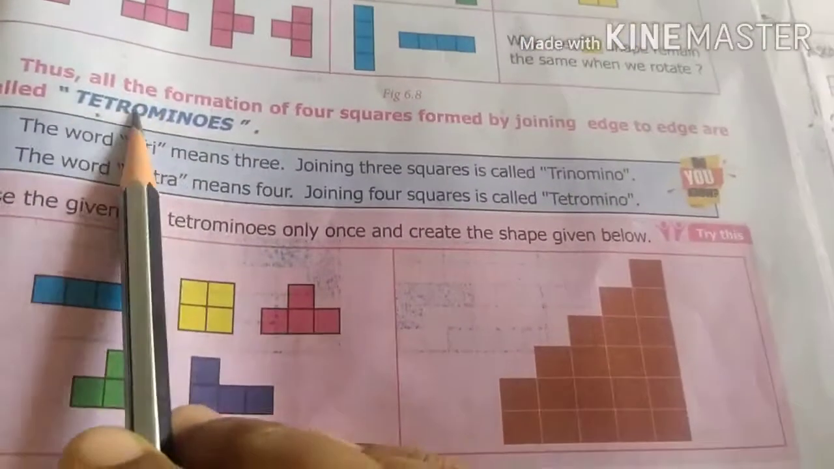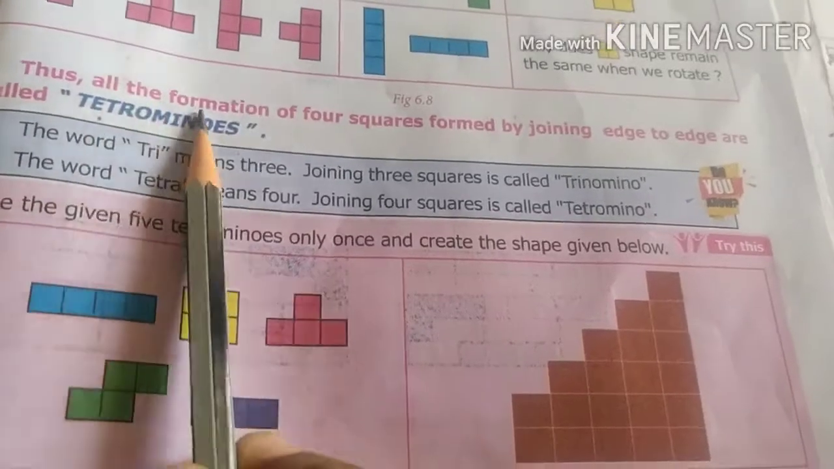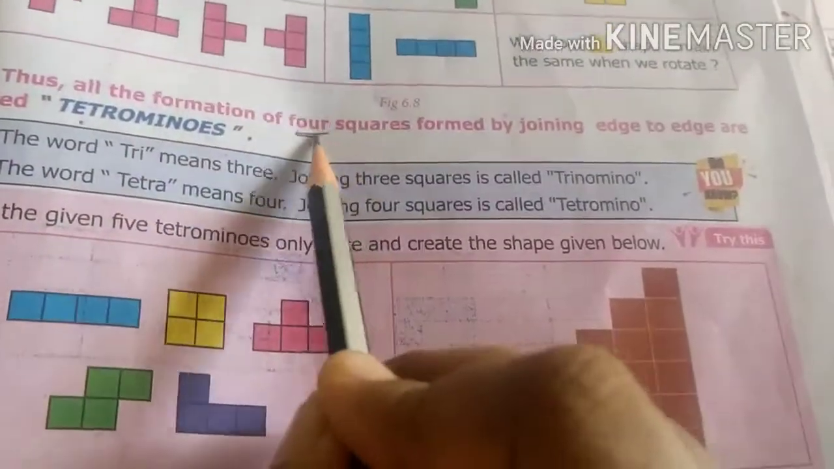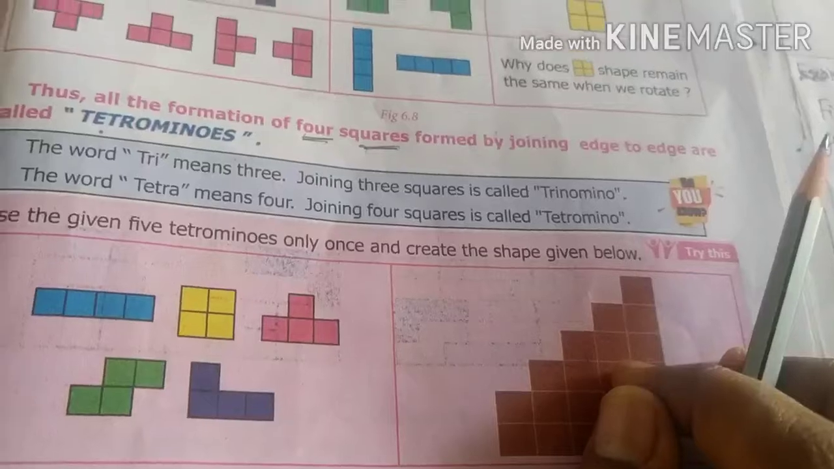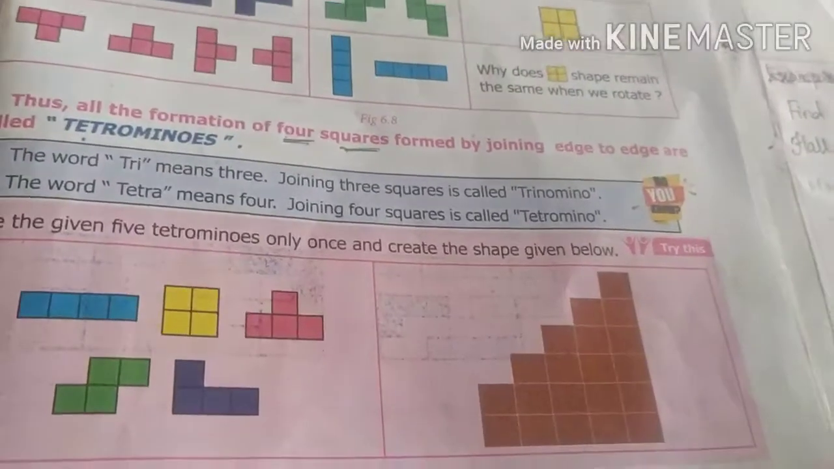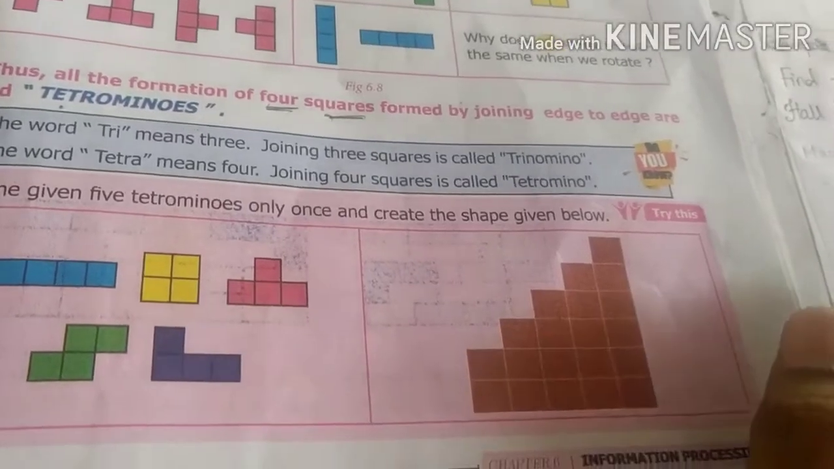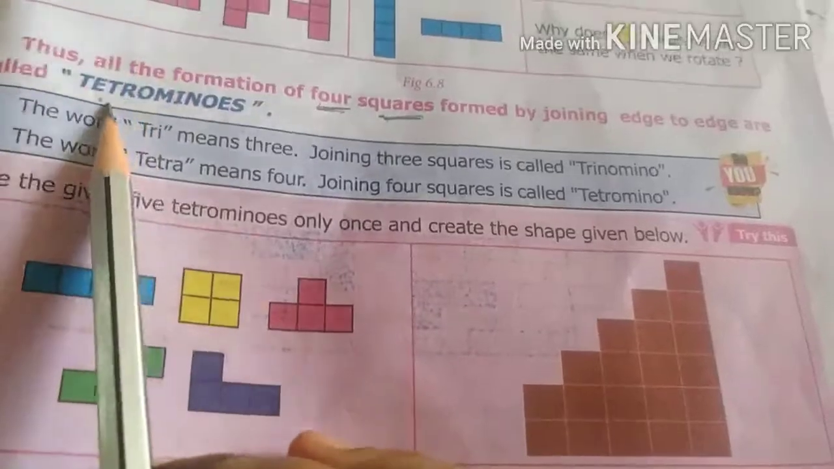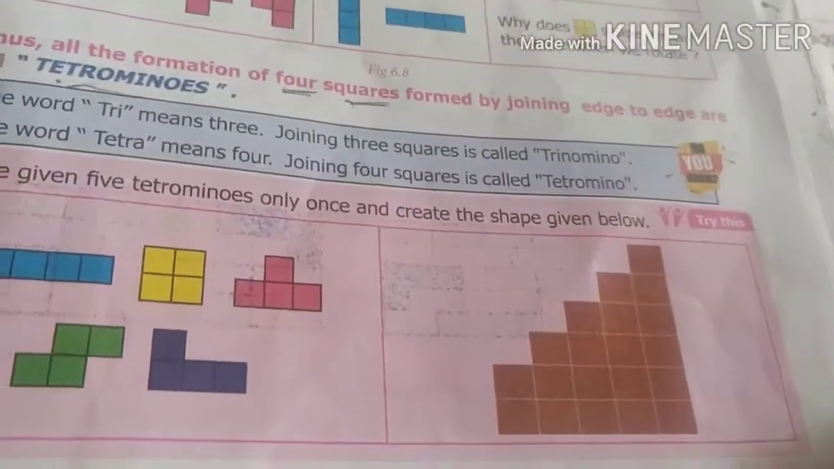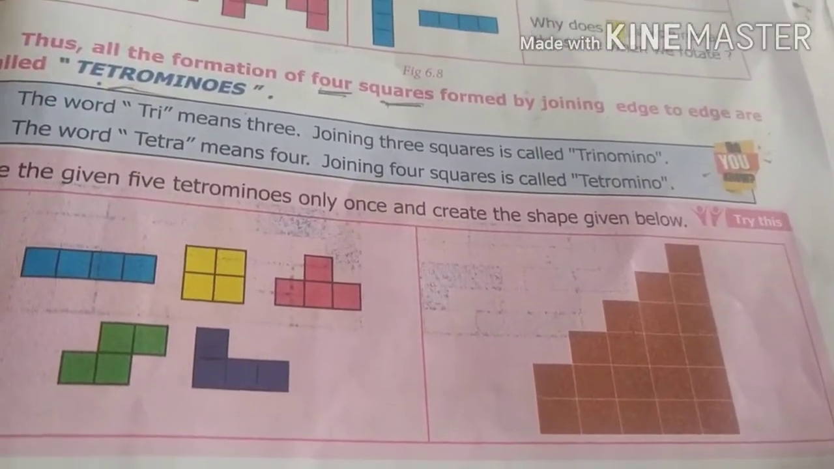Now coming to the point, tetrominos. Okay, tetrominos are all the formations of four squares. How many squares? Four squares. Domino 2, trinomino 3, and tetrominos are four squares formed by joining edge to edge. Okay, are you clear, children?